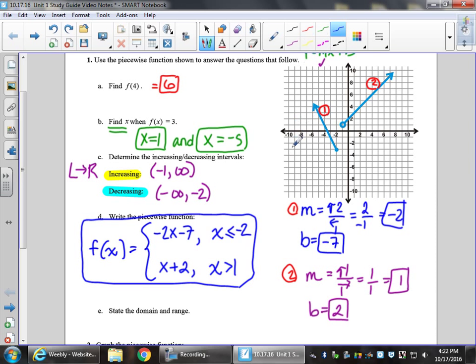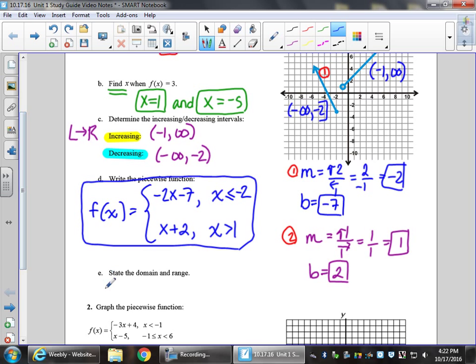In terms of the domain, this first piece will get me negative infinity to -2 with a bracket. And then this second piece is with a parenthesis, -1 to infinity. I need to put a union between these 2 pieces. So my domain is negative infinity to -2, union -1 to infinity.